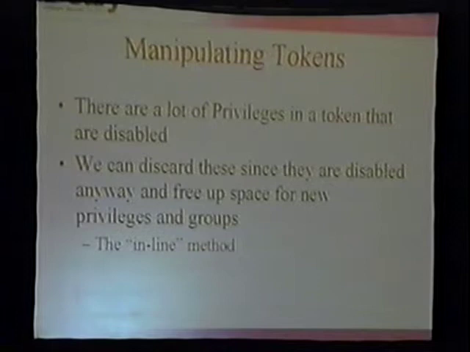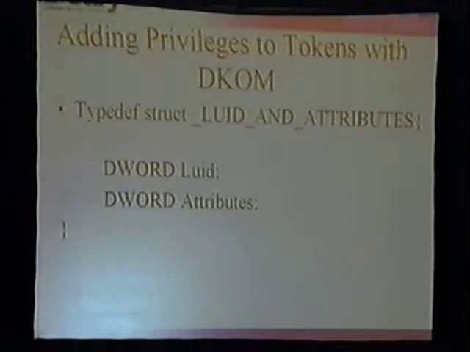So we'll talk first about adding privileges to a token using the DKOM method. Every token is represented by a LUID and attribute structure. A LUID is a locally unique ID. The attribute is such as the privilege is enabled, the privilege is disabled, or the privilege is enabled by default. That's what's contained in the attribute DWORD.